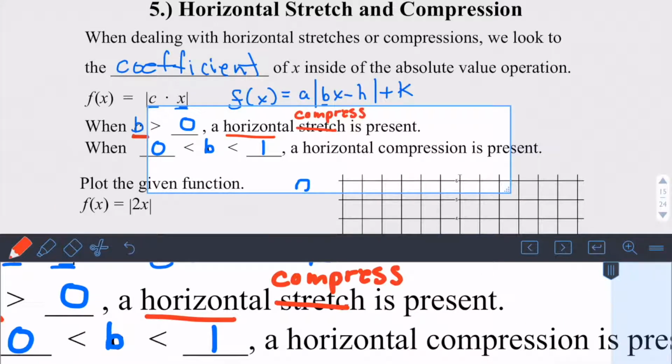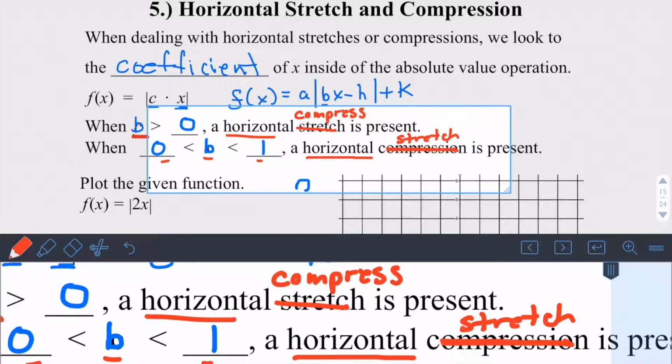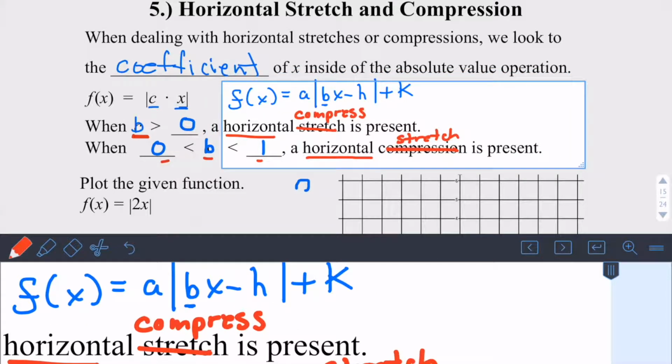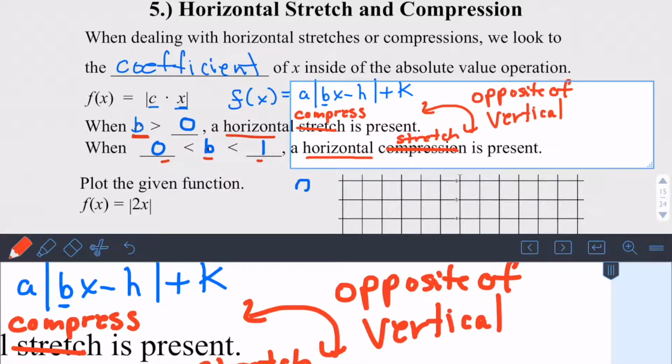And we have our second typo here because when the constant b is between 0 and 1, we actually have a horizontal stretch present. And one thing to note is that because it's inside that expression, these two things are opposite of the vertical stretches and compressions.